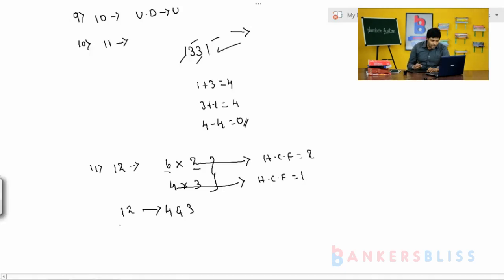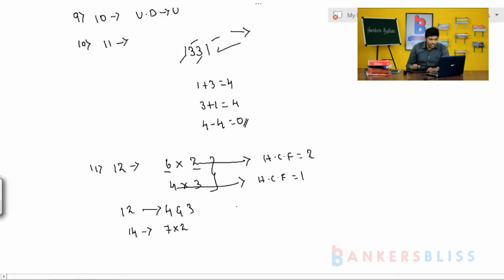If you take 14, what are the co-primes? 7 into 2 is 14. 7 and 2 are co-primes because the HCF between 7 and 2 is 1. Therefore, if the number is divisible by 7 and 2, hence the number is divisible by 14.